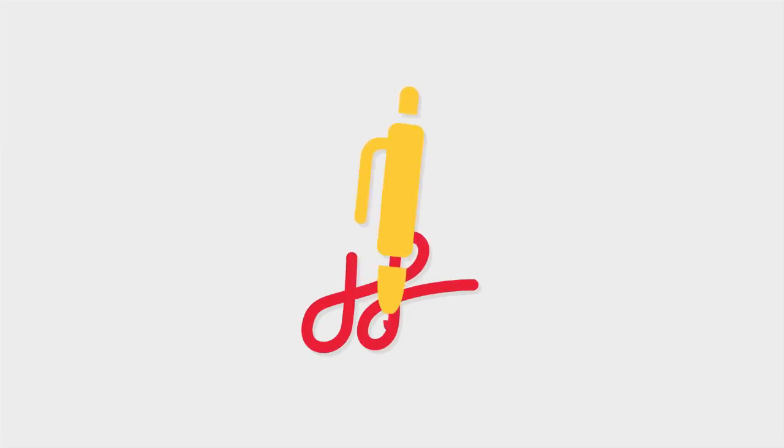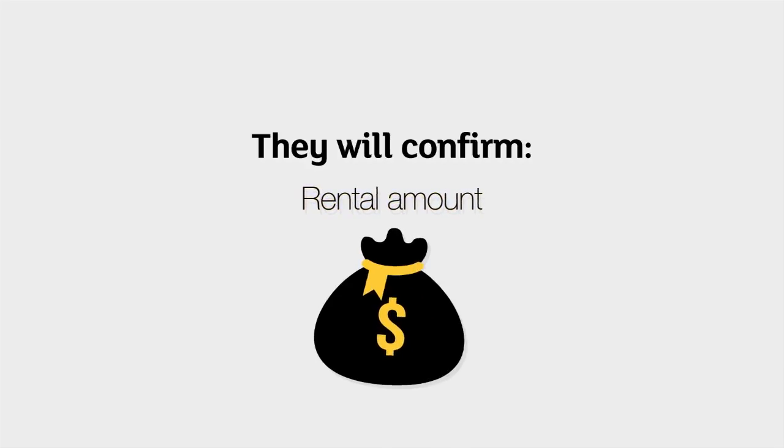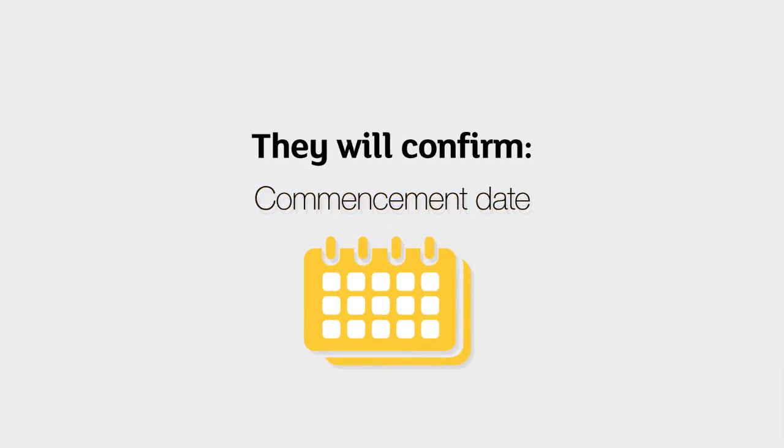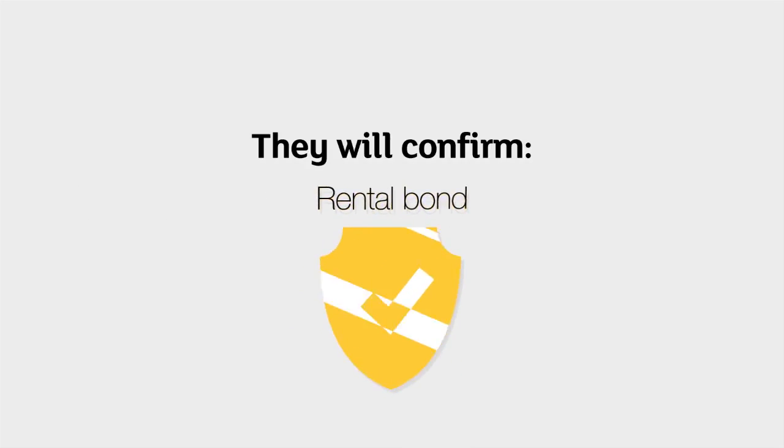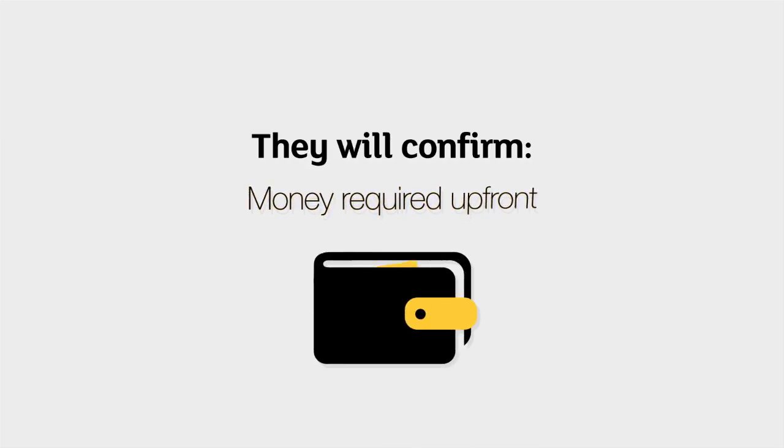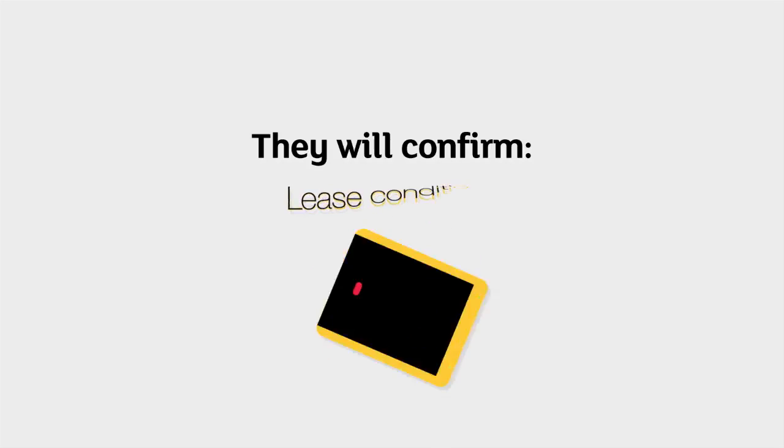You have been successful. The property manager will contact you to let you know you have been successful and ask you to come in to sign the lease agreement. He will confirm with you rental amount and how this is to be paid, commencement date and length of lease, rental bond, what money is required up front, lease conditions.